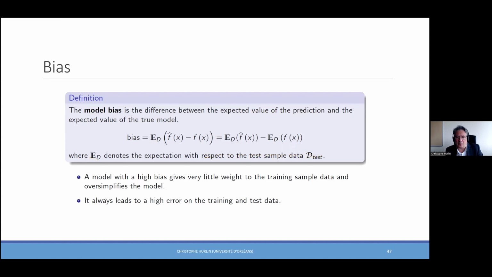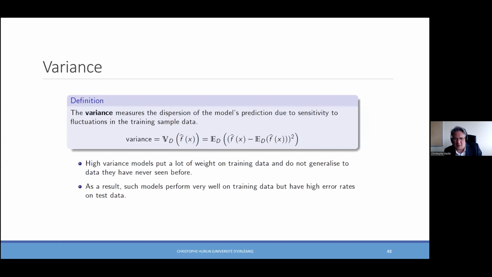A model with a high bias gives very little weight to the training sample data and oversimplifies the model. It always leads to high error on the training and test set. Now, what is the variance? The variance measures the dispersion of the model prediction, that is, its sensitivity to the fluctuation in the training sample data set. So we have variability, and the variance of the model corresponds to the variance of f hat.